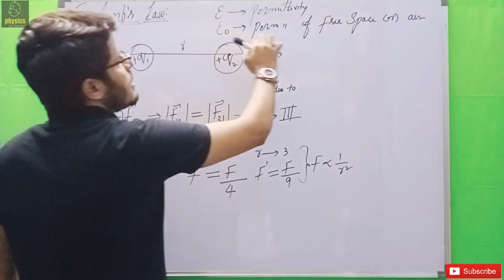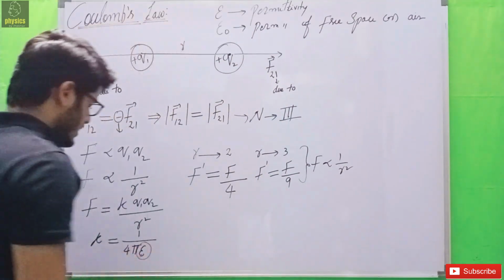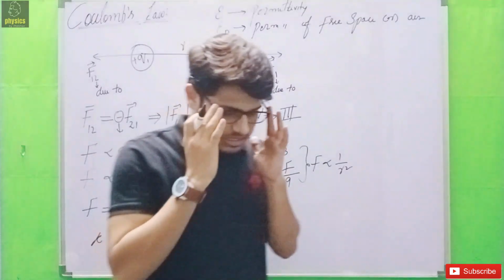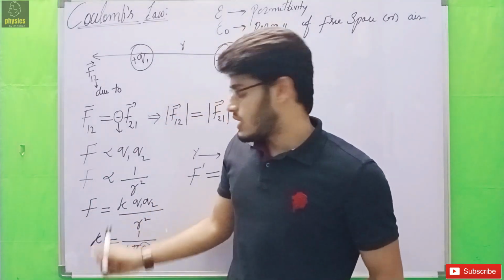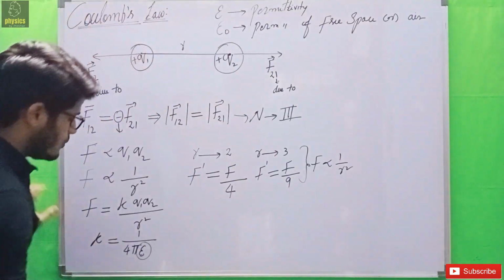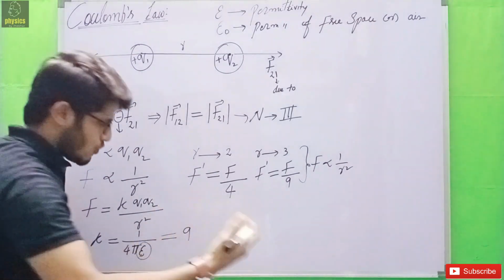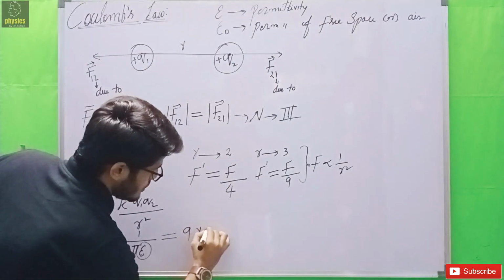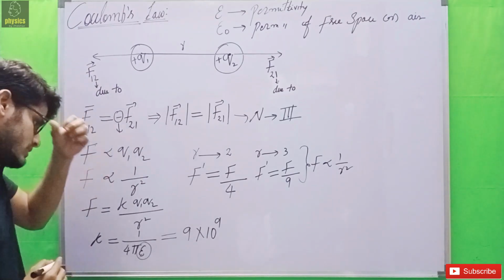So for air and for free space, it will be just epsilon naught. This is the importance of having a constant in this equation. Are you getting my point? Now the value for this K, for free space and for vacuum, is 9 into 10 power 9. Okay, what are the units?